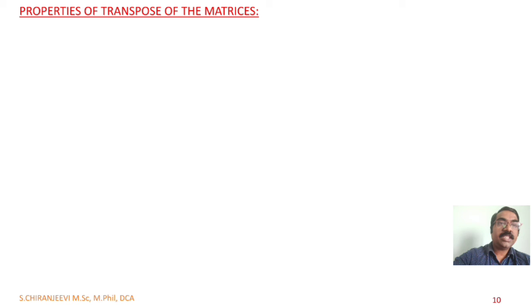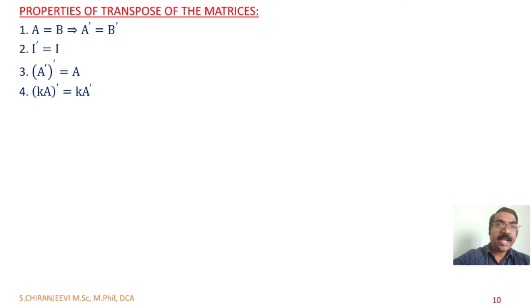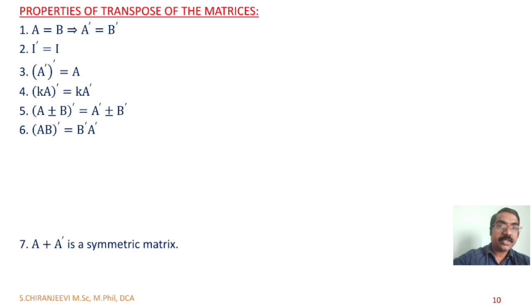Next, properties of transpose of matrices. If A equal to B, then A dash equal to B dash. I dash equal to I. The transpose of transpose, A dash whole dash, equal to A. K into A whole dash can be taken as K into A dash because K is a constant. A plus or minus B whole dash equal to A dash plus or minus B dash. A into B whole dash equal to B dash into A dash.